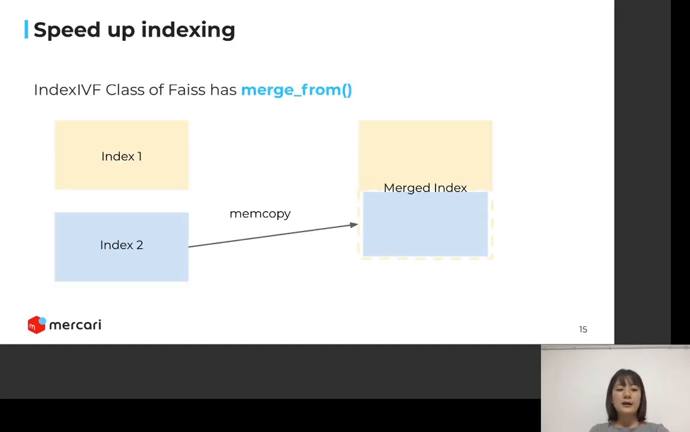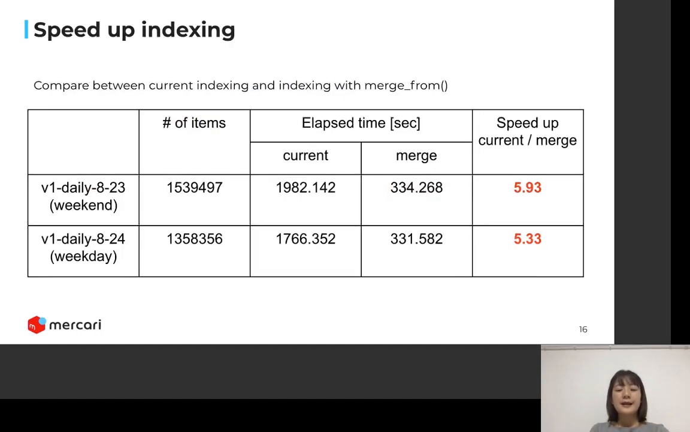Fortunately, the IndexIVF class in Faiss has a function called merge_from. This function is implemented using memcpy, which allows us to merge indices very quickly. Here, I show the result of the experiment. Note that this is the result of running on my local machine, so the times would be different when running on a Kubernetes cluster. As you can see from the result, it's more than 5 times faster than the previous approach.